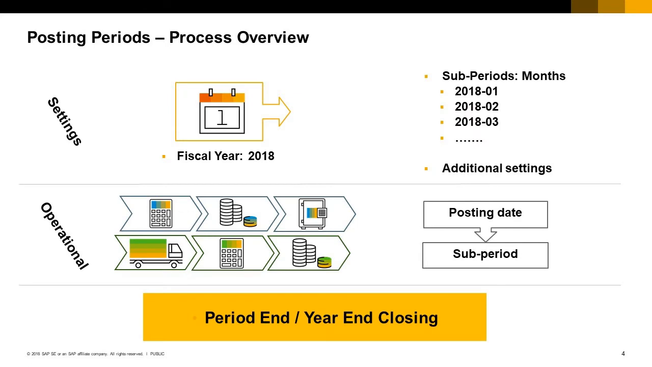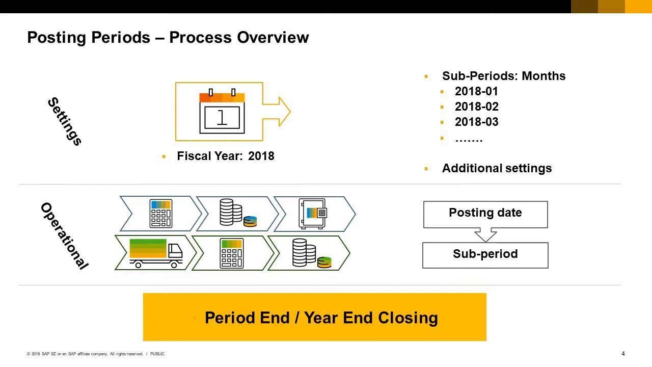Here, you can see an overview of the posting periods process. There are 3 stages in the posting periods process. In this course we will focus on the settings and the operational steps, the first 2 stages of the process. In the first stage, we define settings for posting periods. First we define the main posting period for the fiscal year. Then we define the sub-periods in the fiscal year, quarters, months, or days.